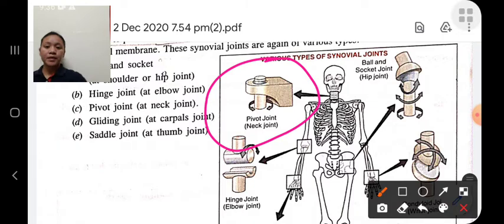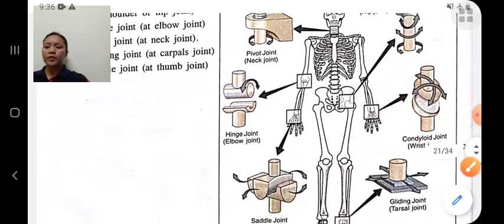Condyloid joint: in the condyloid joint, flexion, extension, abduction, and circumduction movements are possible, and it is present at the wrist. These are some types of joint.